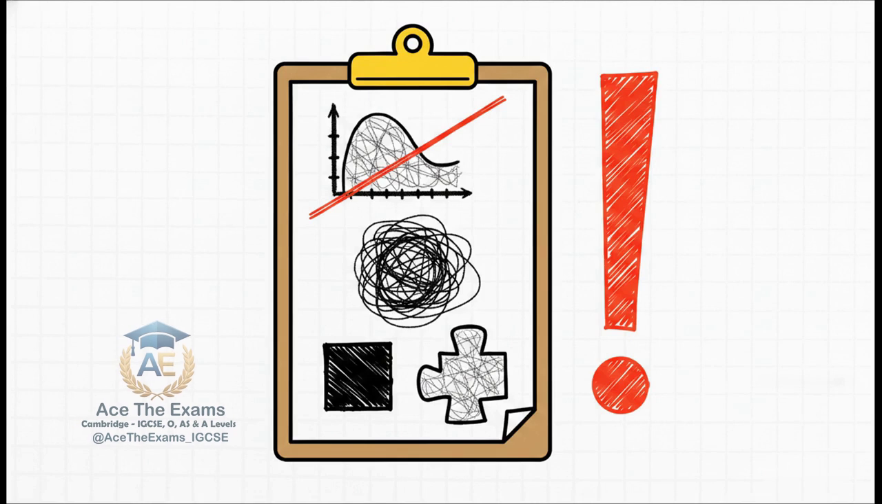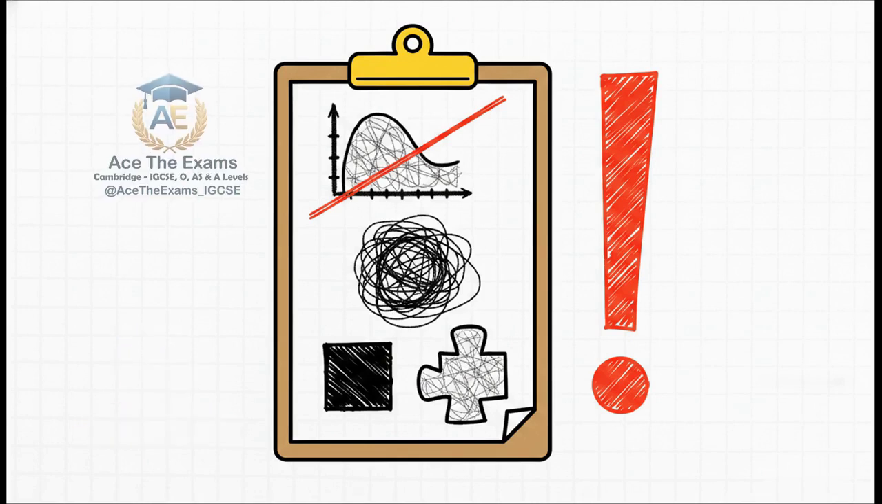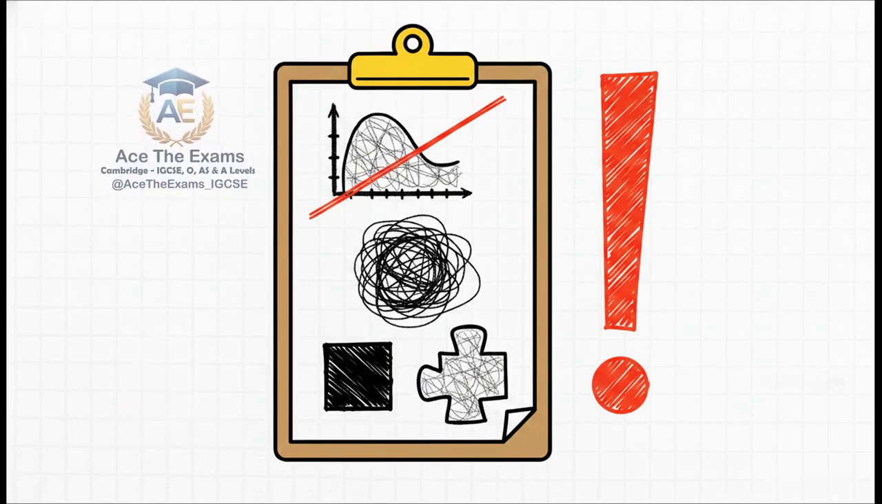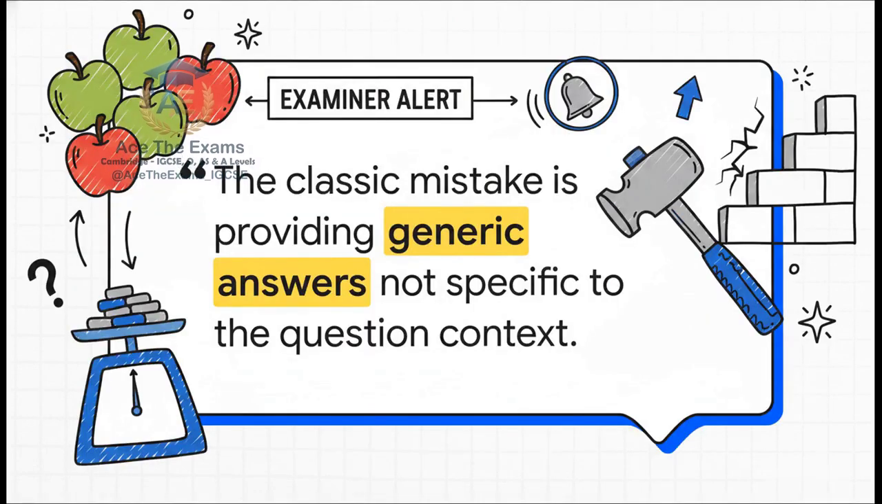Third, generic answers lacking specific context. And honestly, this one is the most dangerous of all. We have an official examiner alert. The report says, the classic mistake is providing generic answers not specific to the question context. Always link every point to the given scenario. Failing to anchor your mathematical concepts to the specific scenario is a guaranteed collapse of your marks.